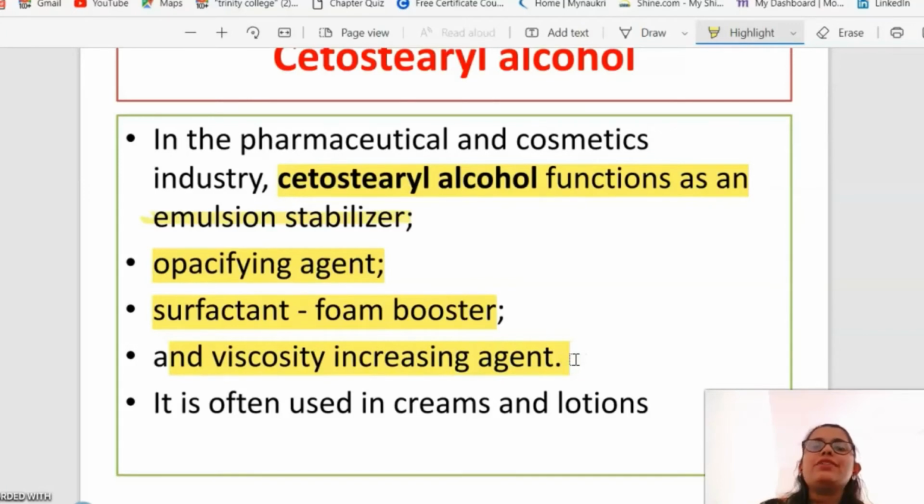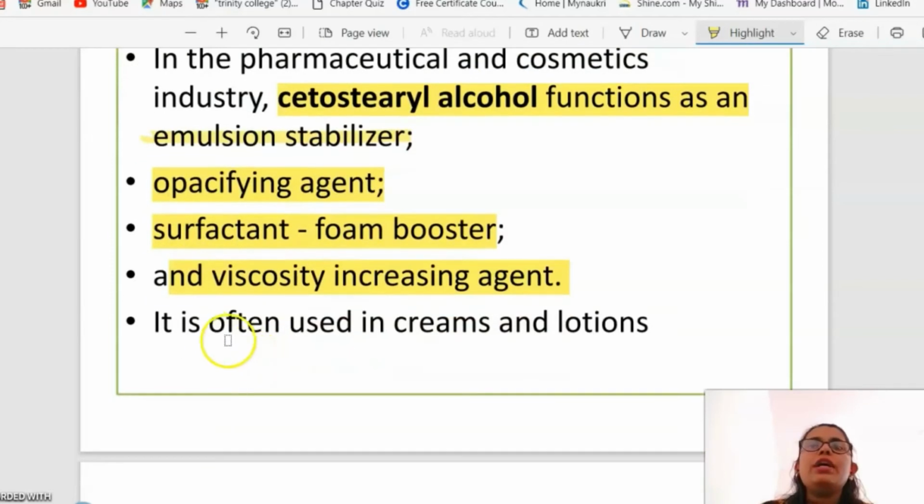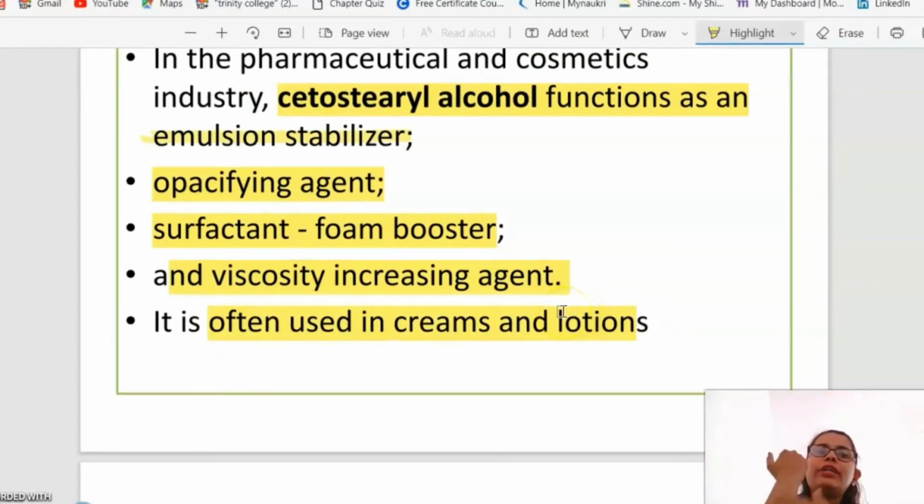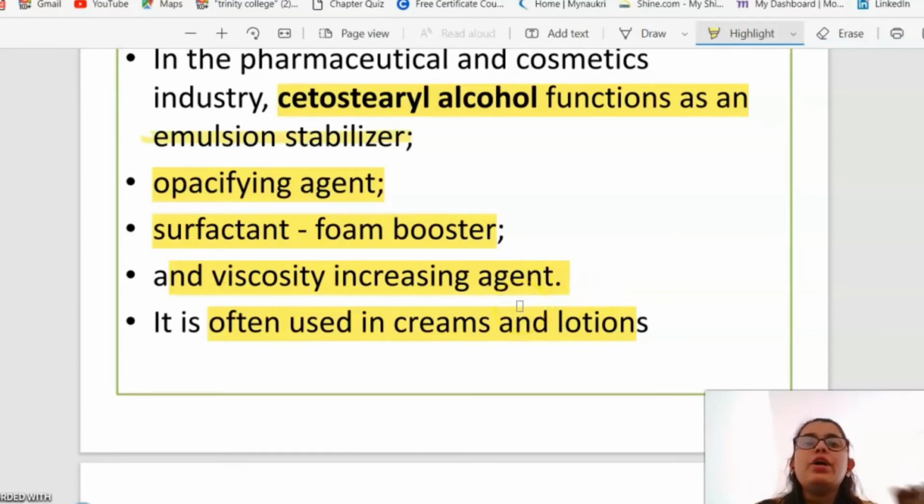If you want to increase the viscosity of any formulation, you can add this cetostearyl alcohol. It is often used in creams and lotions. Mostly, on a daily basis we apply body lotions, Nivea body lotion, Vaseline body lotion, many examples are there. You have seen the consistency and thickness of those lotions. In those lotions also, cetostearyl alcohol can be there. You can read the labels on the Nivea body lotion or any which you are using nowadays.